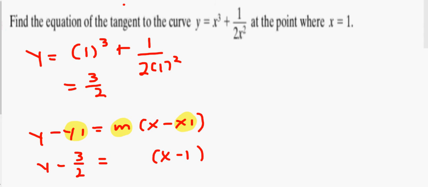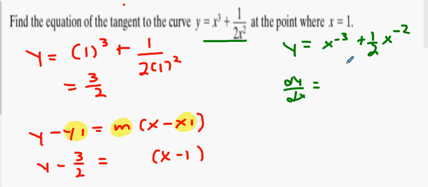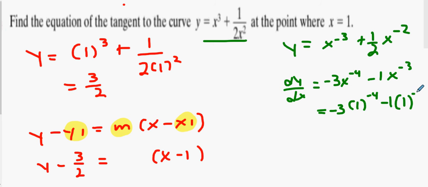My next step is to find the slope. So y equals x to the minus 3 plus 1/2 x to the minus 2. I'm going to differentiate that. So I'm going to get -3 x to the minus 4. I'm going to multiply 1/2 by -2 to get -1. And then everywhere I see x, I'm going to replace it with 1. And what should happen is I'll get -3 minus 1, which is -4. And we get a slope of -4.